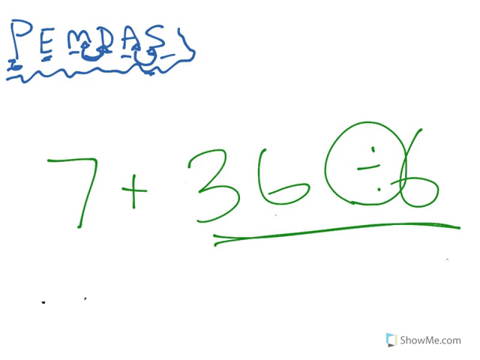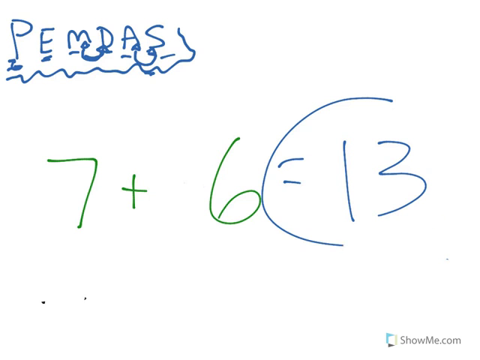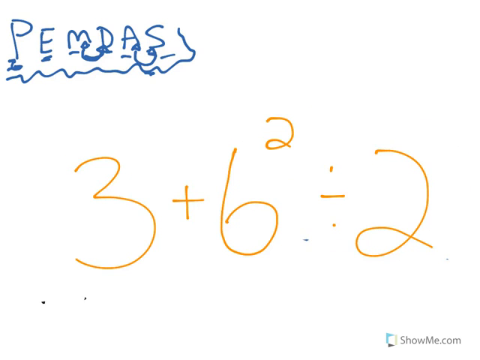36 divided by 6. My math facts tell me 36 divided by 6 is not 3, it is 6. So then again, I'm going to pause and I'm going to delete, and I'm just going to bring this 6 down. So then all I'm left with is 7 plus 6, and I know that that equals 13, so my answer is 13. So here's the third example.